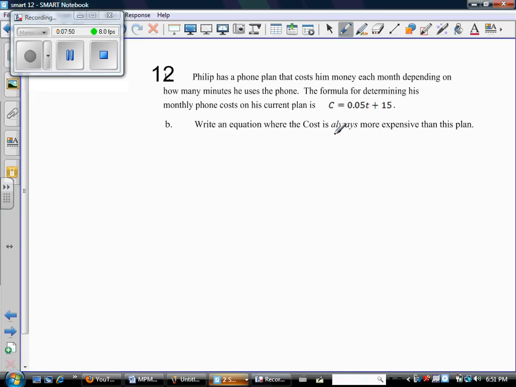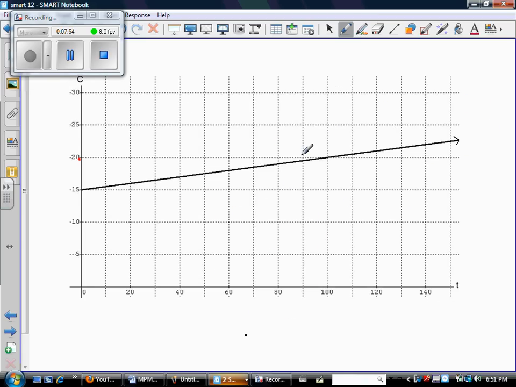Next question is now we're always more expensive. So if I want to be always more expensive, obviously, first of all, I have to start above 15, because I have to start more expensive if I'm always more expensive. So if I start above 15, there's my parallel line. Will that work? Yeah, this parallel line will always be more expensive. Steeper line? Yep, definitely I can make a steeper line. It will never go down and be less expensive.